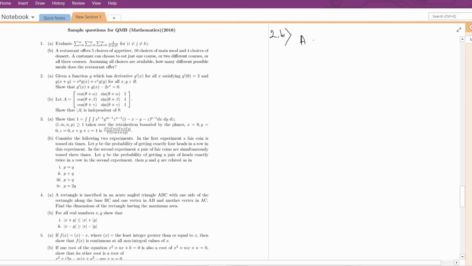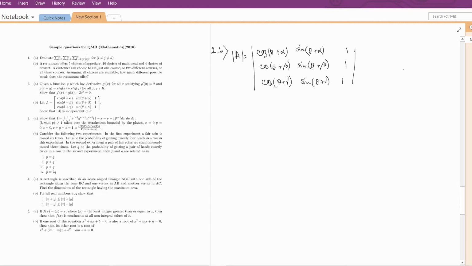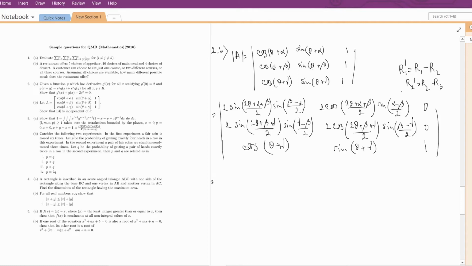2b. A matrix A is given here. We have to show that the determinant of A is independent of theta. So we are writing determinant of A. If we just perform this operation, r1 dash equal to r1 minus r2 and r2 dash equal to r2 minus r3, then after performing this operation, we will get this part.